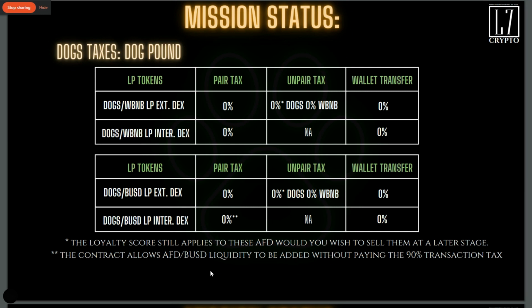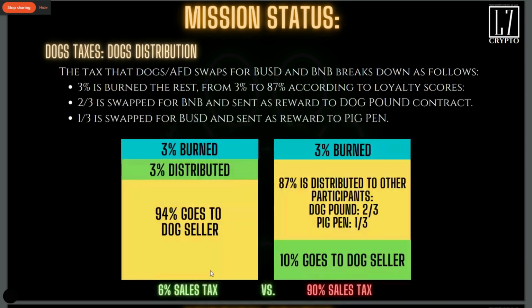Now, the loyalty score still applies for these dogs. If you wish to sell them at a later stage, the contract allows the dog's BUSD liquidity to be added without paying the 90% transaction tax. Boom.